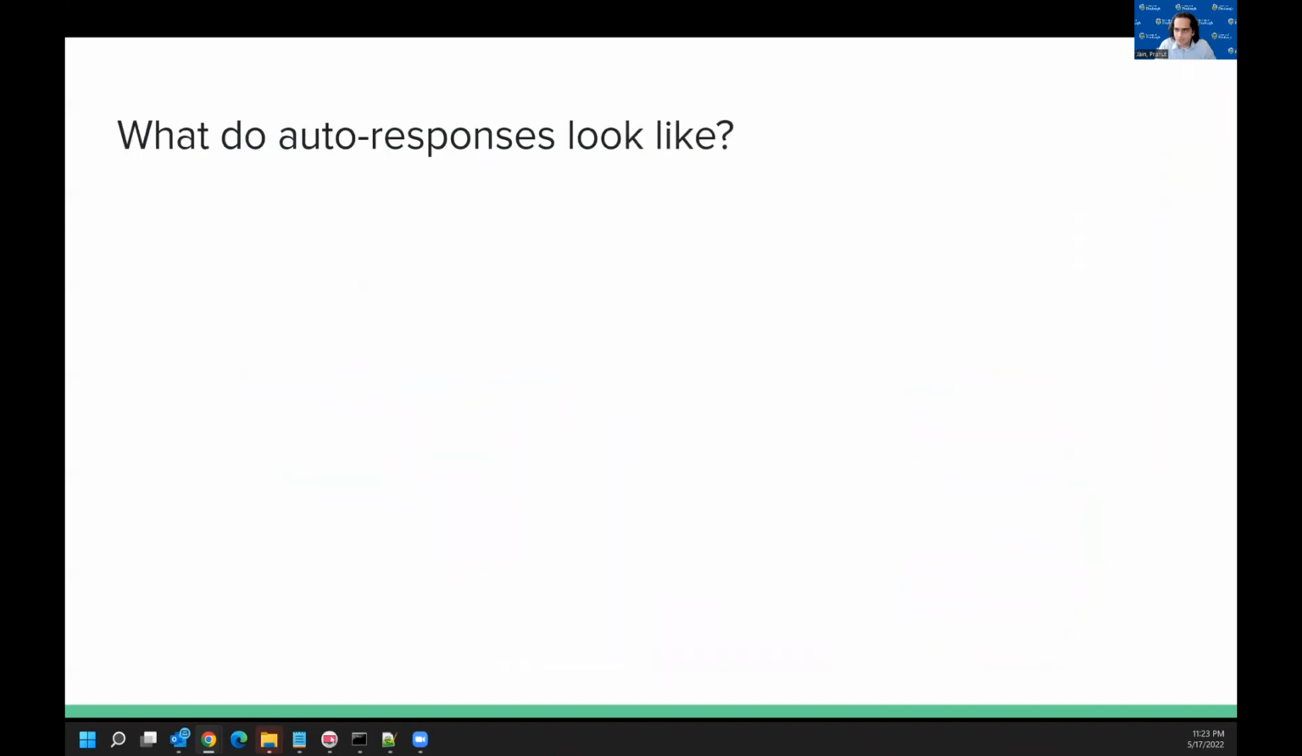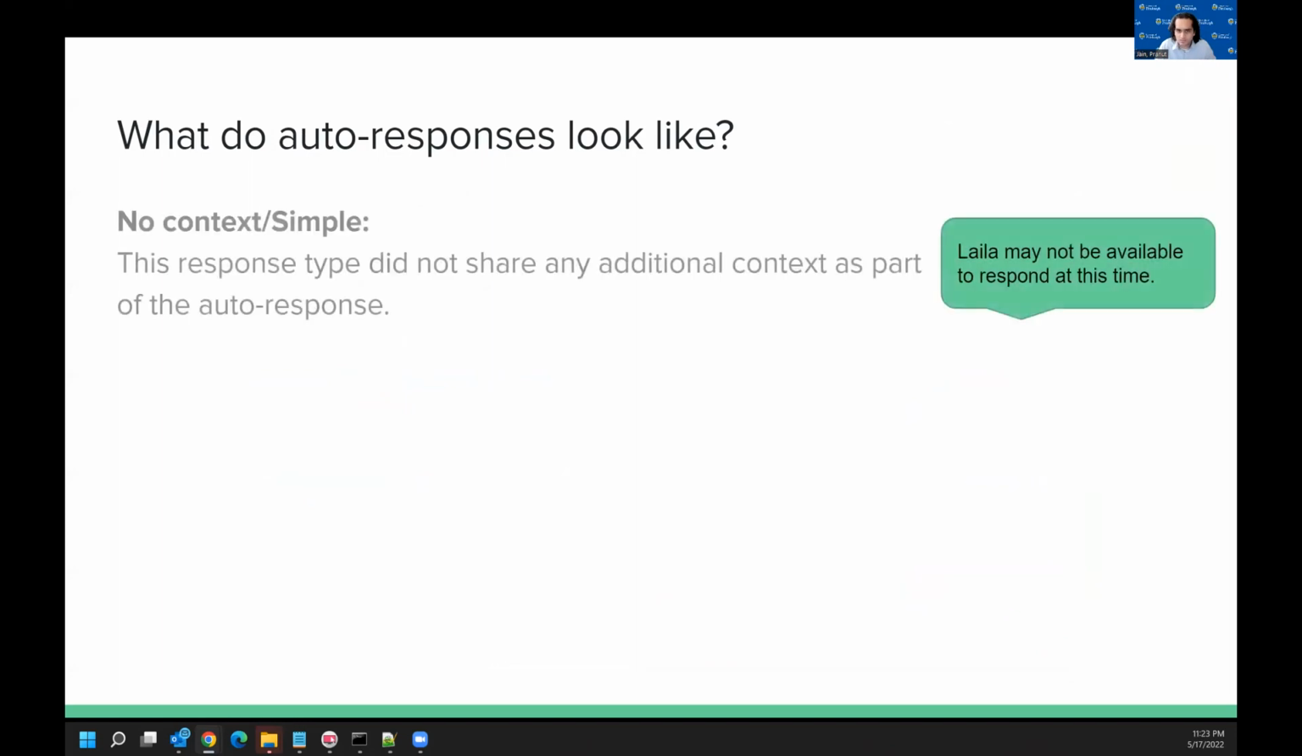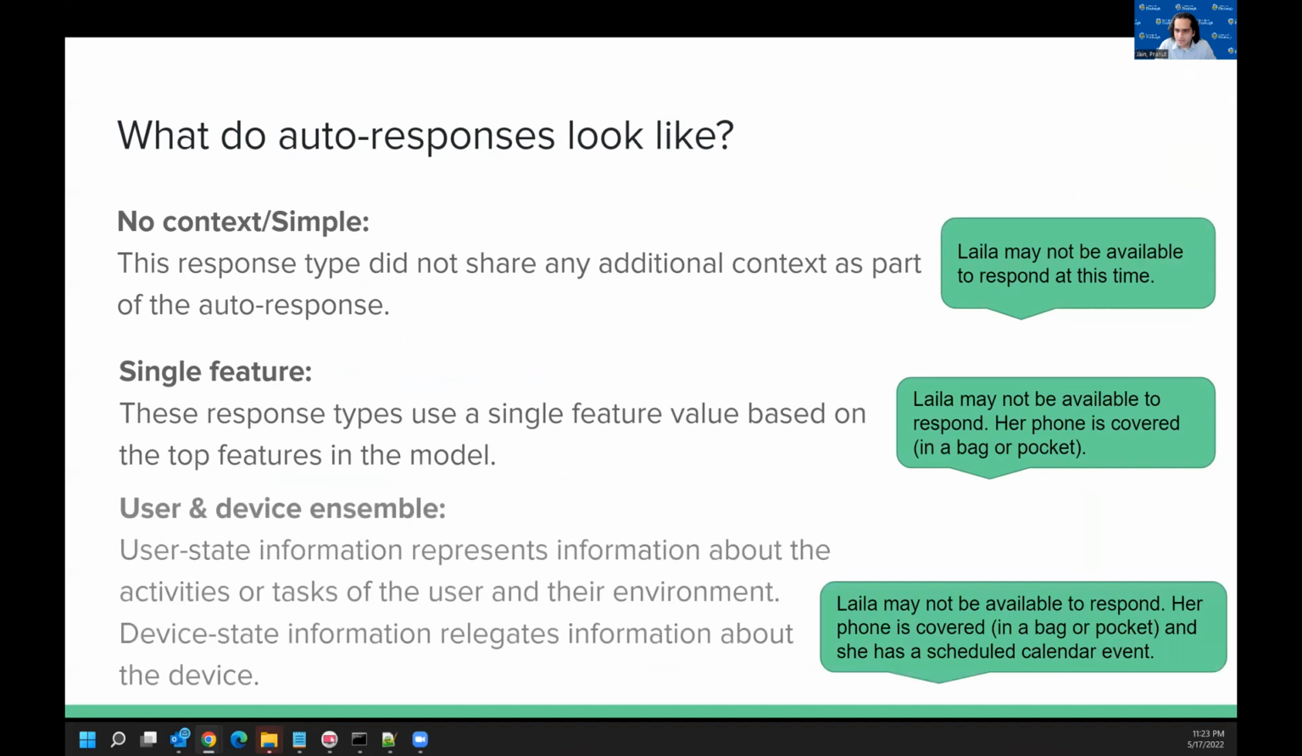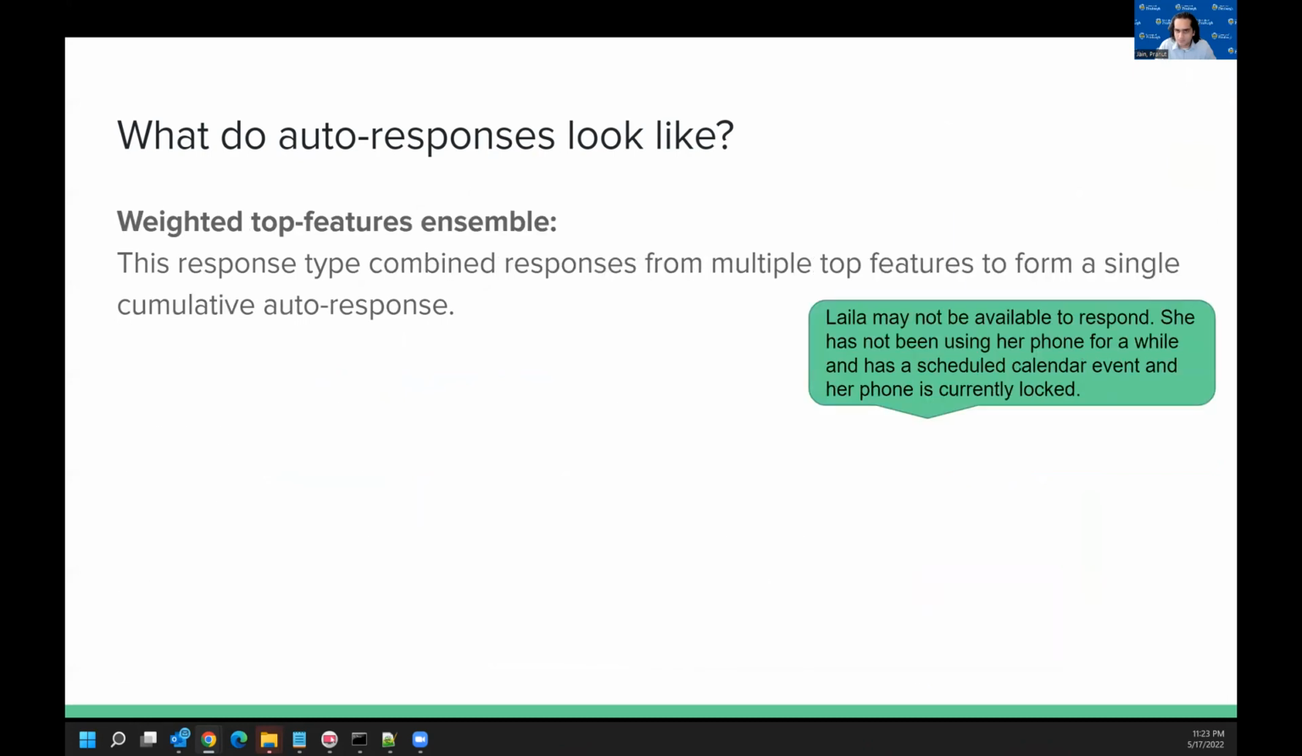Next, I'm going to briefly go over the different response types that the agent generated. The slide also lists an example of each. The no context or simple auto-response did not share any additional context. Single feature auto-responses used a single feature value based on the top features in the model. User and device ensemble auto-responses combined user state and device state information to form a single auto-response.